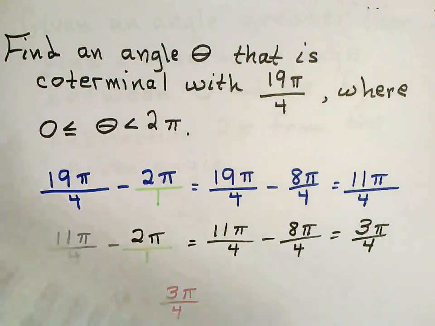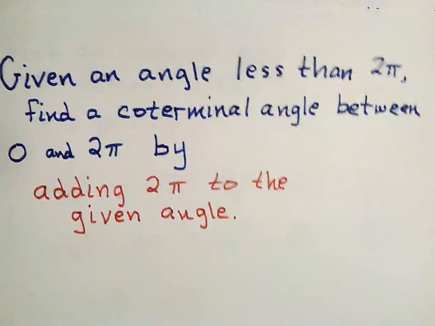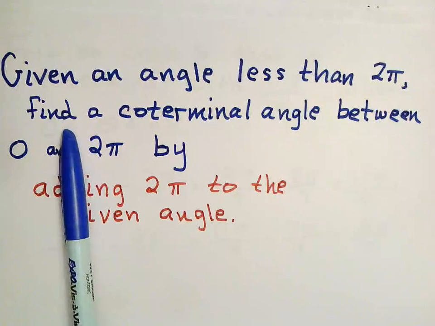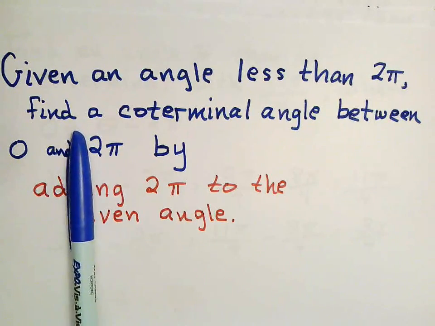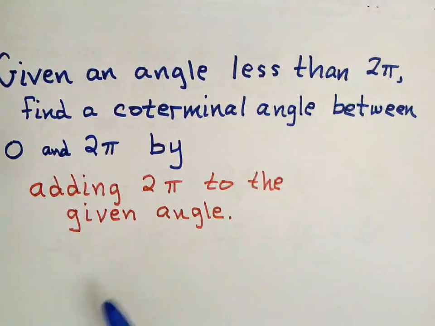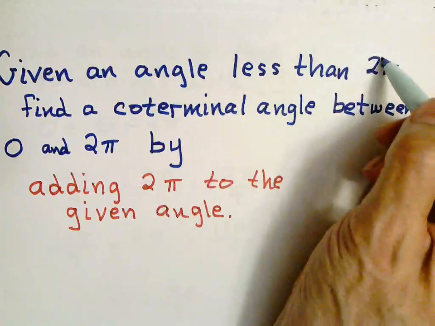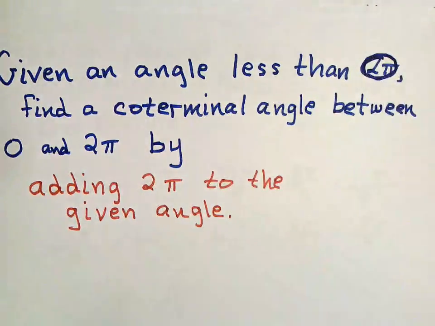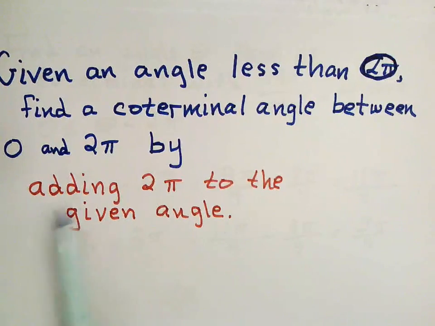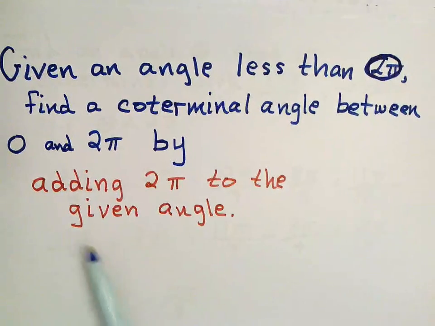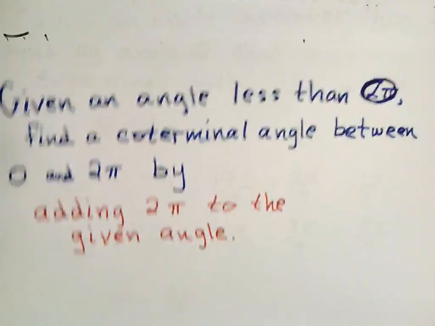Let's look at another topic first here. Given an angle less than 0 radians, I should have said less than 0 radians, find a coterminal angle between 0 and 2 pi radians. This time we're going to add 2 pi to the given angle.